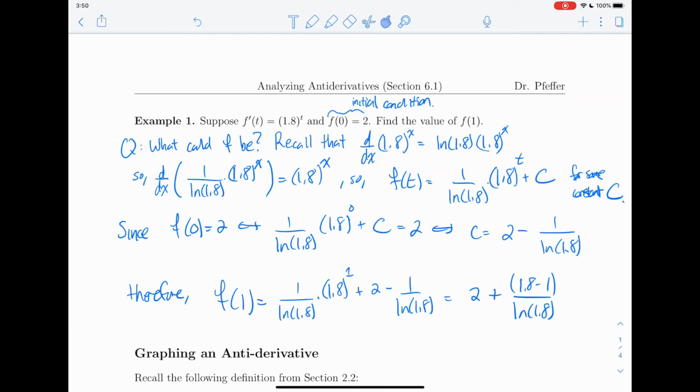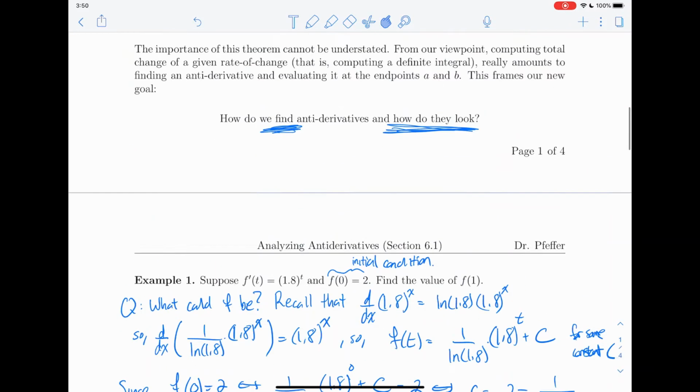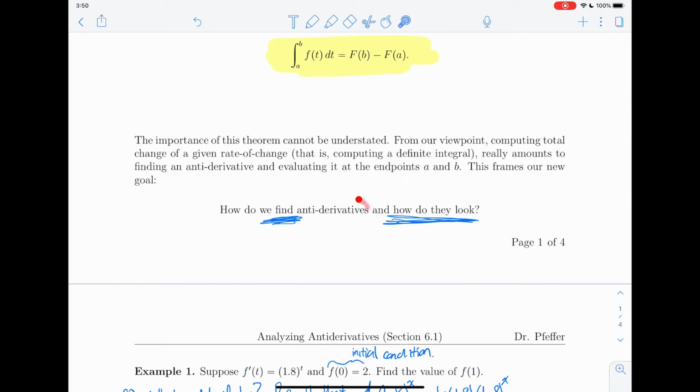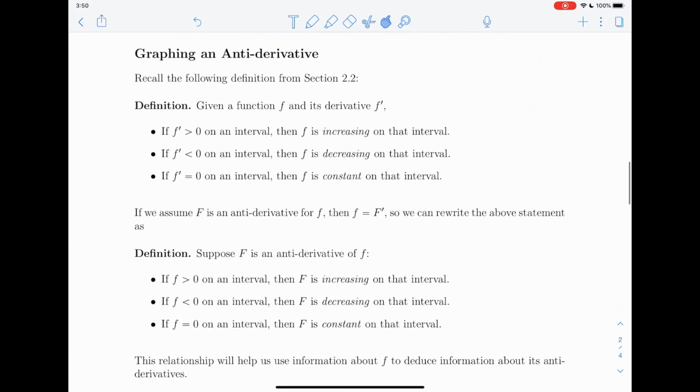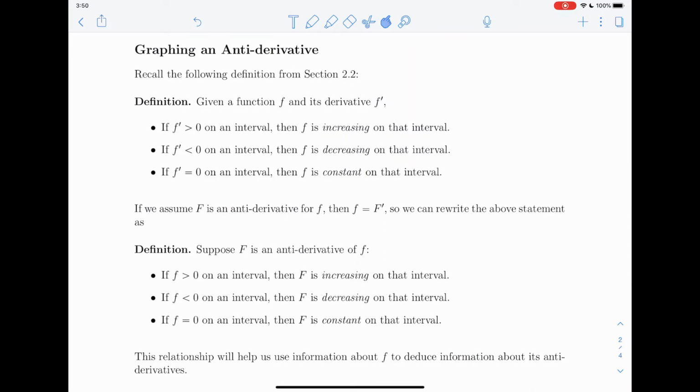So this answers a question, at least somewhat, in the direction of how do we find antiderivatives? What we now want to try to answer is, how do they look? To answer how do they look, we're going to remember some information we imported a long time ago. Remember the following fact we learned in section 2.2 when we introduced the derivative.